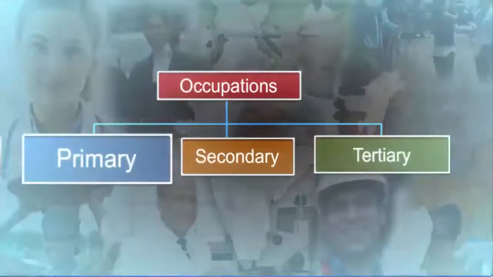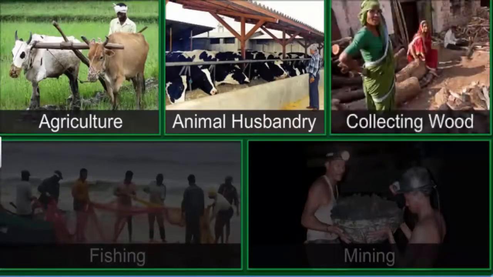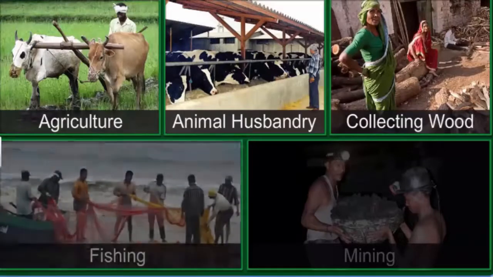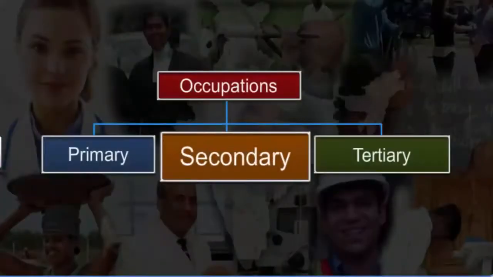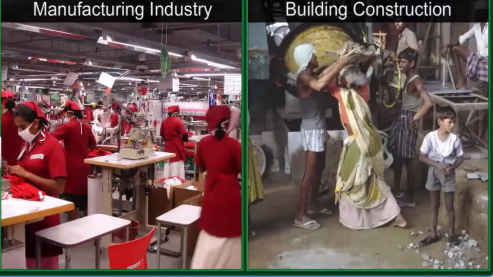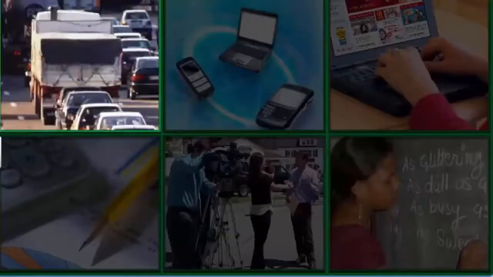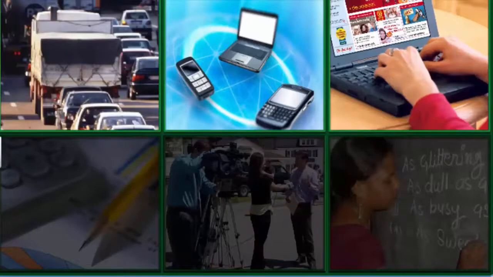Primary activities include agriculture, animal husbandry, collecting wood or other forest products, fishing, and mining activities for raw material. Secondary activities include the manufacturing industry, building and construction work, and other similar activities that create finished products. Tertiary activities include transport, communications, commerce, administration, and other services.